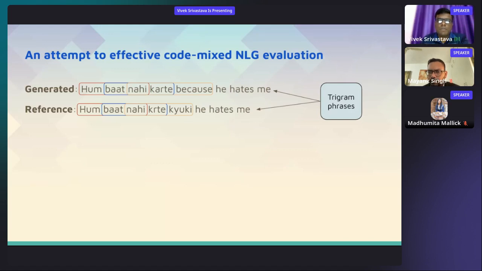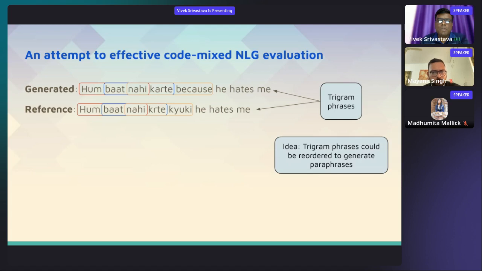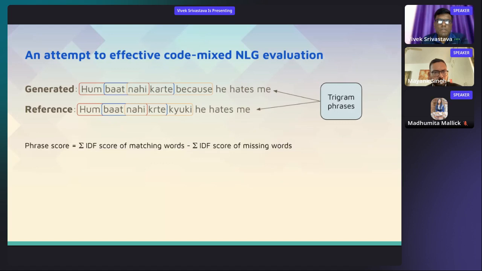So what we did here is we divided the generated and reference sentence into different trigram phrases. You can see that the first trigram phrase is this one, the second trigram phrase is this one, and there's one very simple idea: you can reorder these trigram phrases such that they generate paraphrases of the original sentence. What we do here is we first compute the phrase score, the score which should be assigned to each of these trigram phrases, and it's just the sum of the IDF scores of words which are there in the generated and reference phrases, and the difference of the words which are missing from the generated sentence.